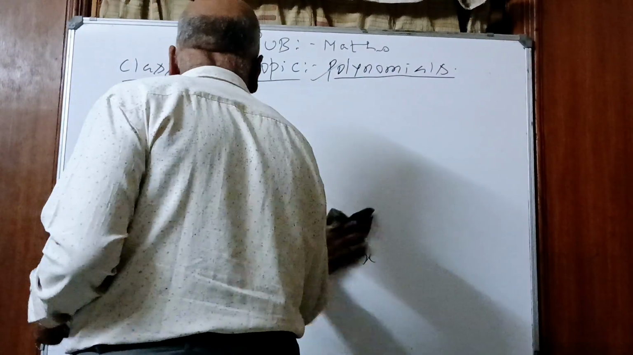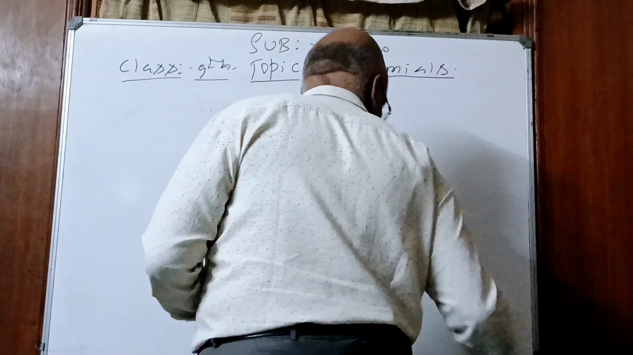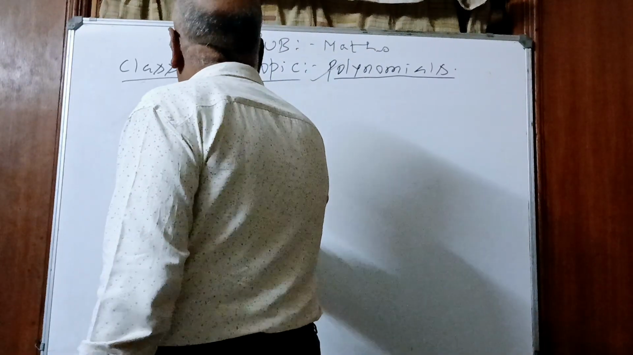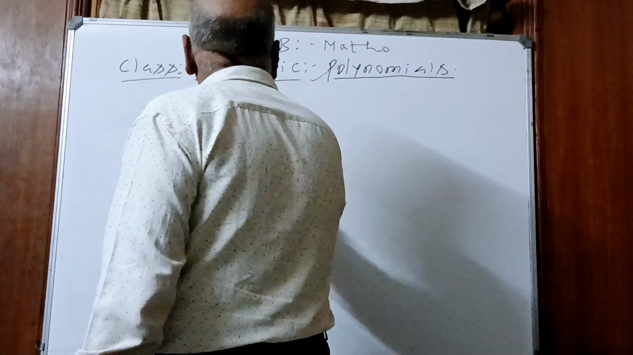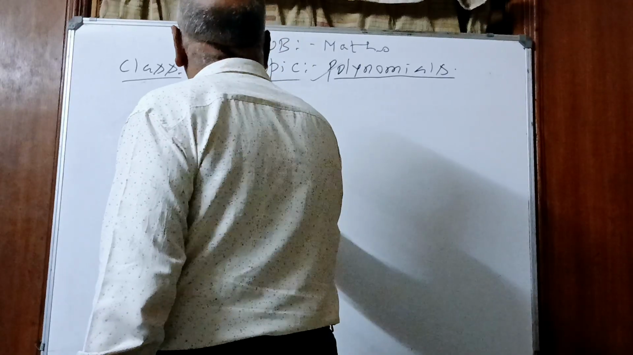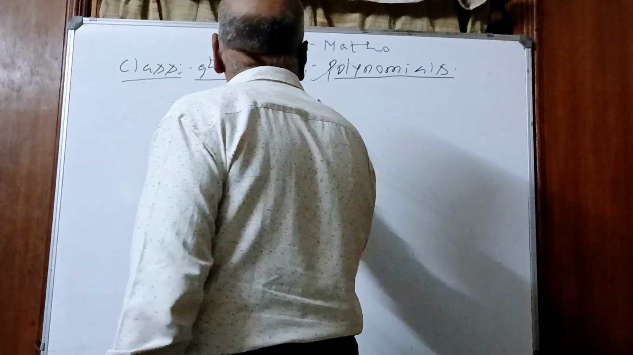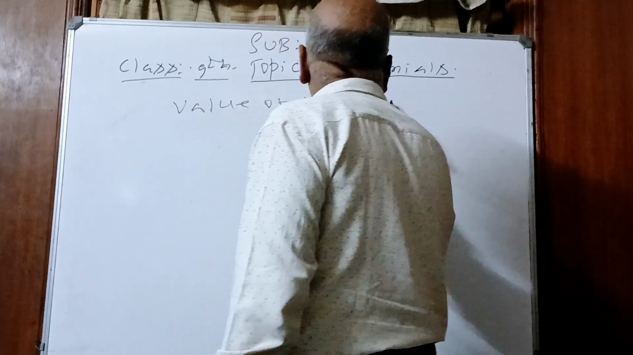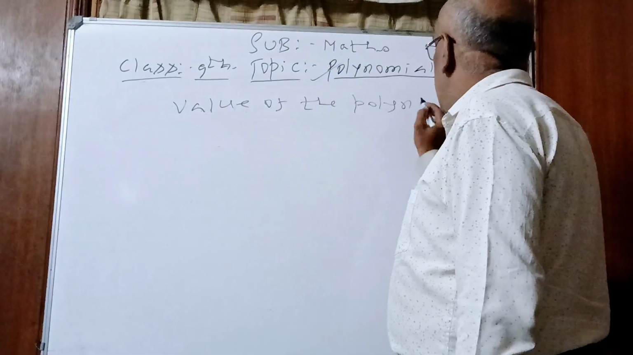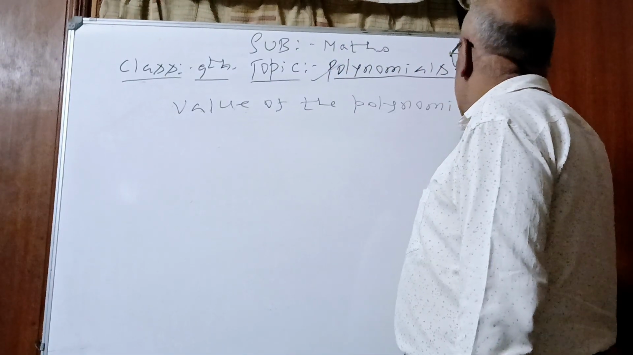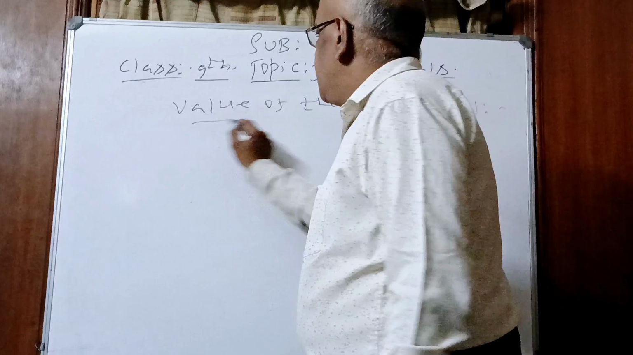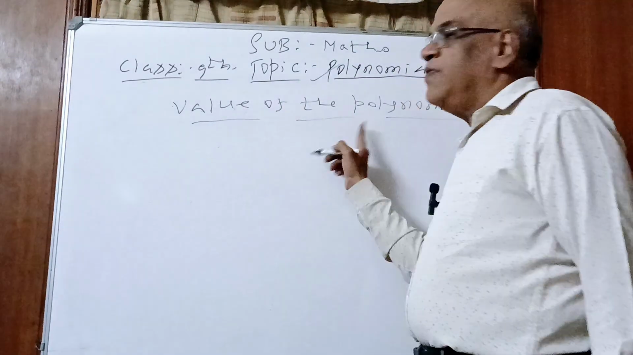Value of the polynomial. What do you mean by the value of the polynomial? In the given polynomial, put some value for x. Is it visible now, children?